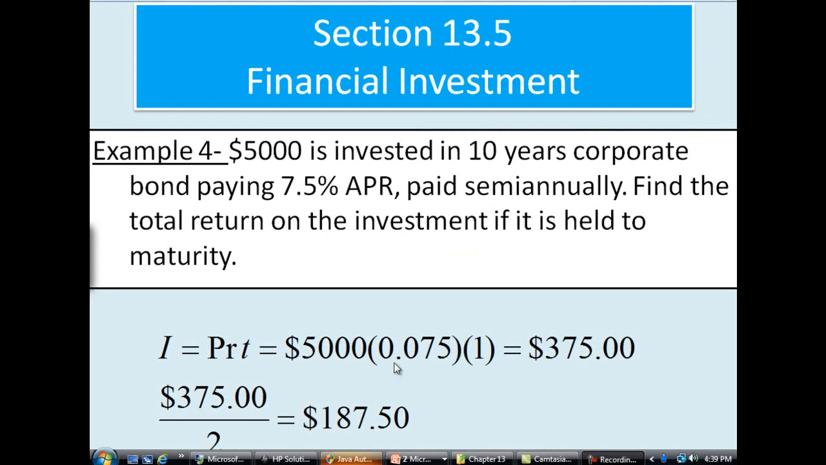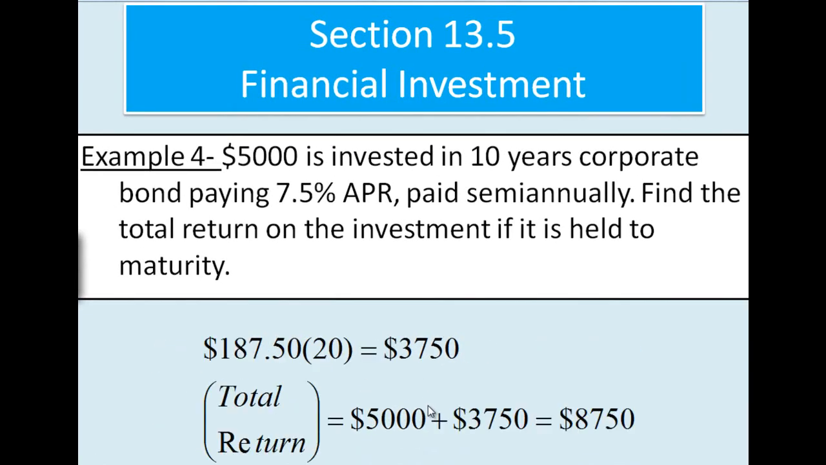Now, the formula for simple interest is the formula we use for bonds. $5,000 multiplied by 0.075 multiplied by 1, because you compute it annually. This is the interest earning. It's $375 per year. Divided by 2, because it's semi-annually, we expect $187.50 for each 6 months.